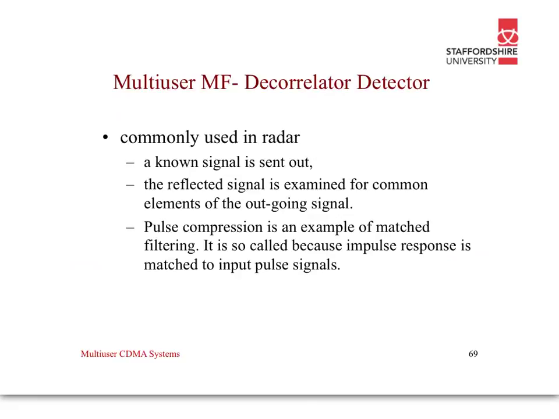So where are correlator detectors used? They're commonly used in radar because we send a known signal out, and then a signal is reflected and returns to the transmitter, or to the same place, and we examine the differences and how common it is to the outgoing signal. So has the frequency changed? How has the amplitude changed? Are we looking for Doppler frequencies?